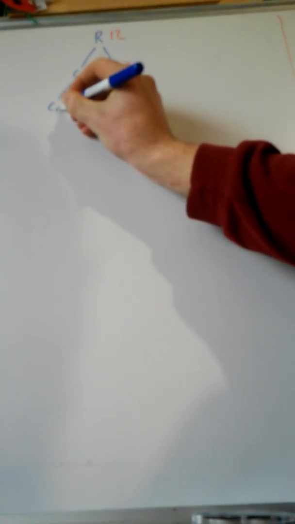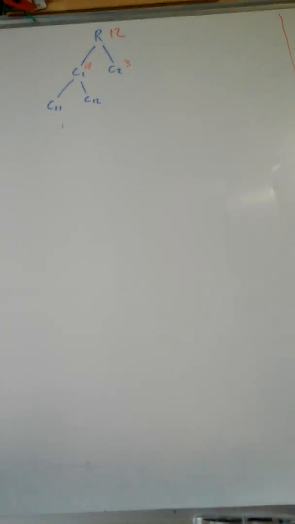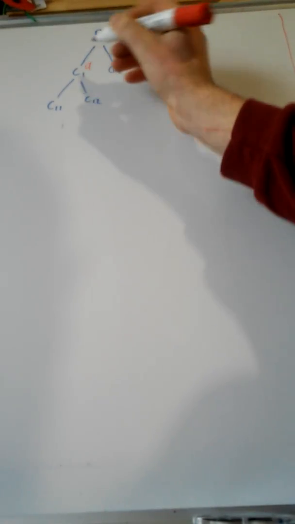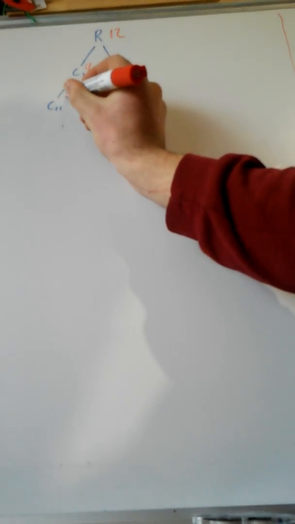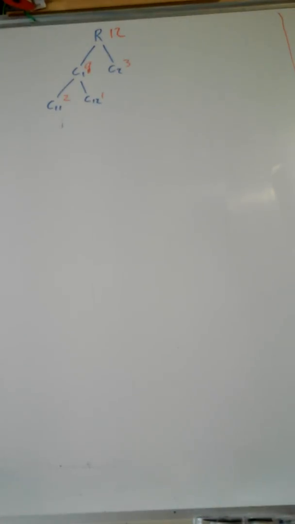Let's call them C11 and C12. These ones here must be less than 9. So let's say 2 and 1. Now, this one can also have children, and now, okay, so this is our heap structure.